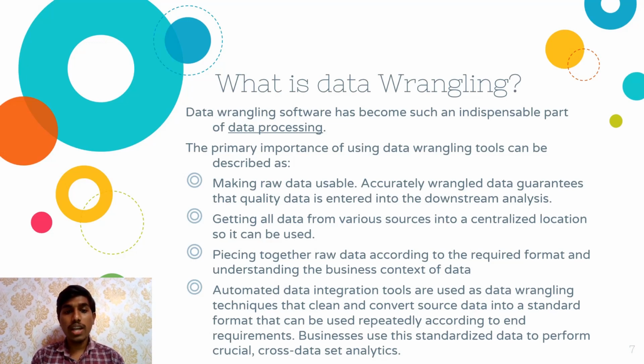Accurately wrangled data guarantees that quality data is entered into the downstream analysis. Getting all data from various sources into a centralized location so it can be used. Piecing together raw data according to the required format and understanding the business context of data. Automated data integration tools are used as data wrangling techniques that clean and convert source data into a standard format that can be used repeatedly according to end requirements. Businesses use this standard data to perform crucial cross-data set analytics.